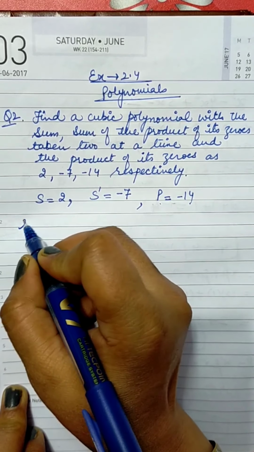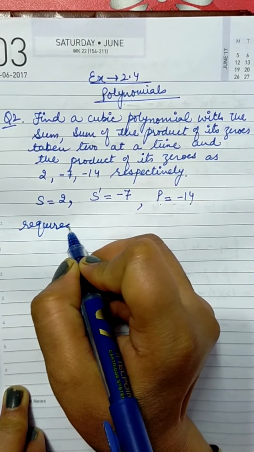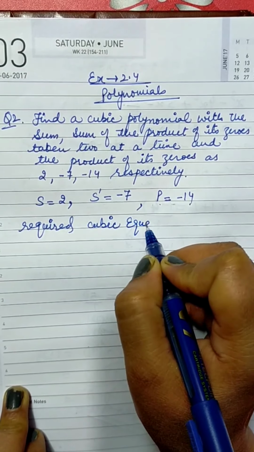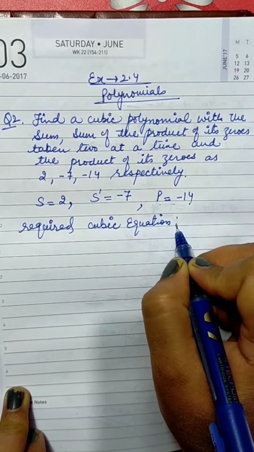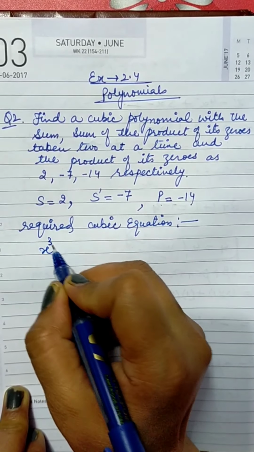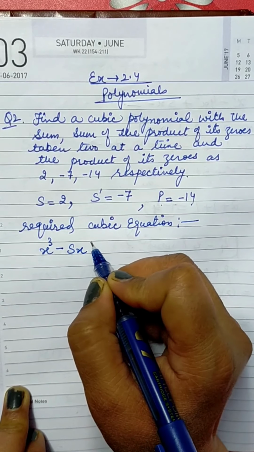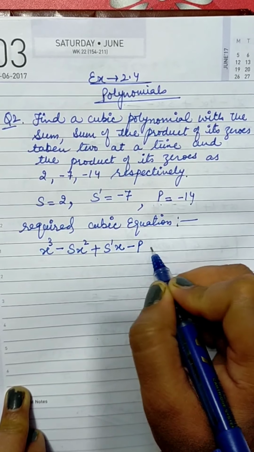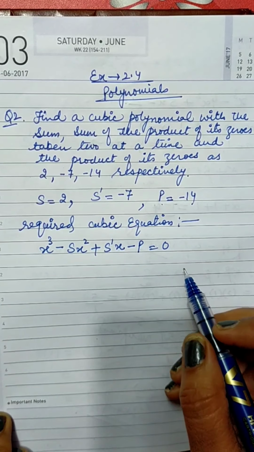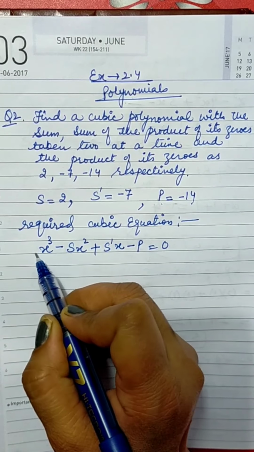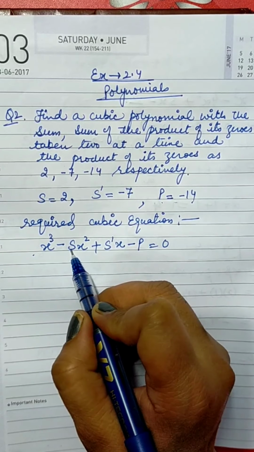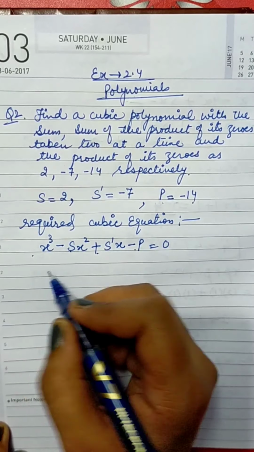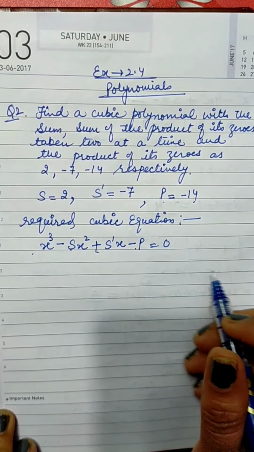Now simply you just have to write the required cubic equation, which is x cube minus s x square plus s dash x minus p equal to 0. So you can see the first coefficient is with a plus sign, then minus sign, then plus sign, then minus sign. You have to learn it this way only. So let's put in the values now.